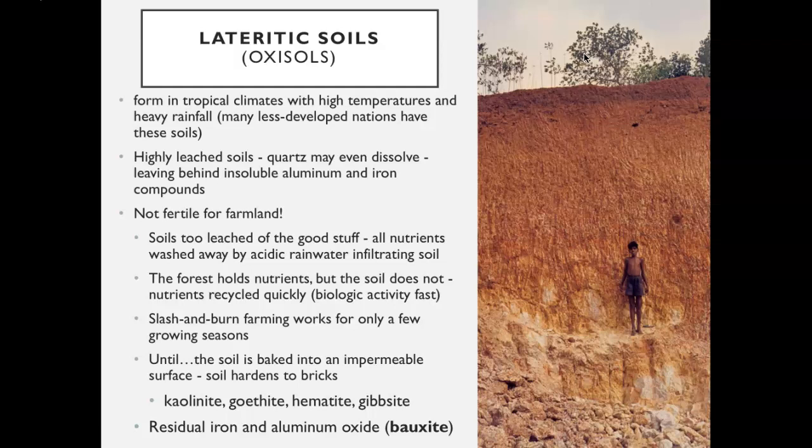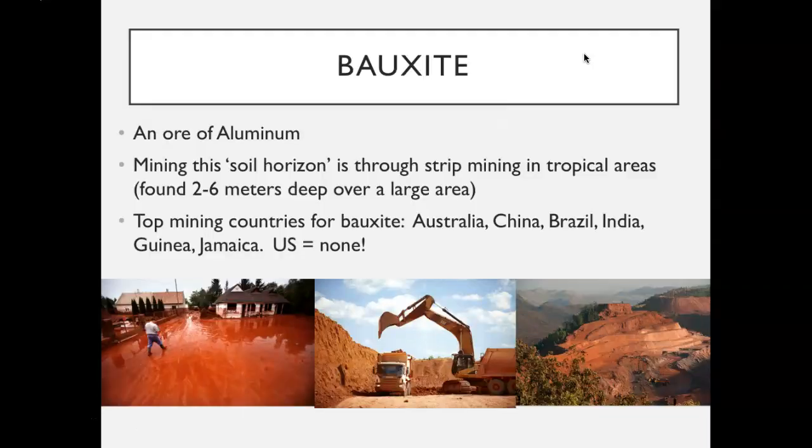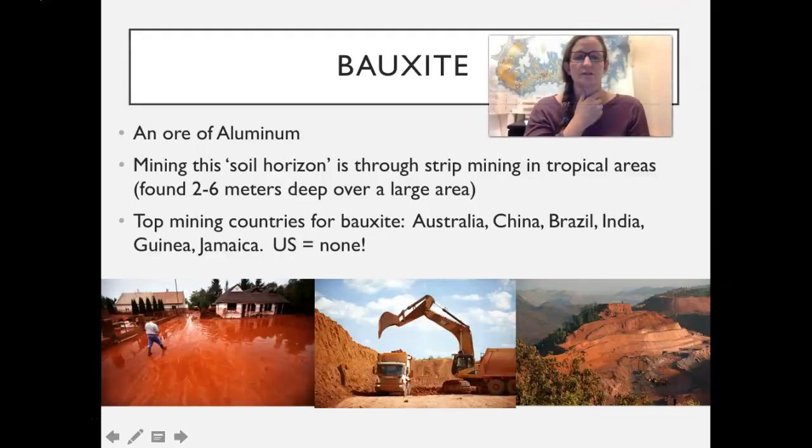One of the primary resources from regions that have this kind of soil is bauxite, which is aluminum oxide. Bauxite is an ore of aluminum, and it forms like coal does. So if you know anything about coal, it forms in layers in sedimentary rocks.